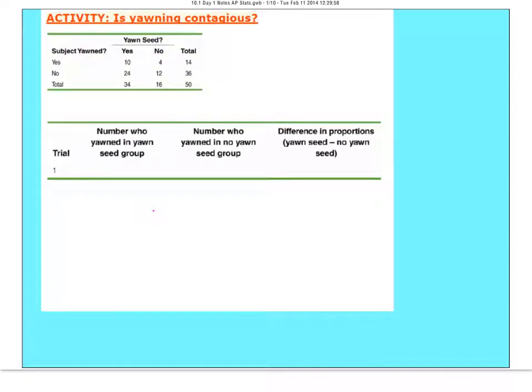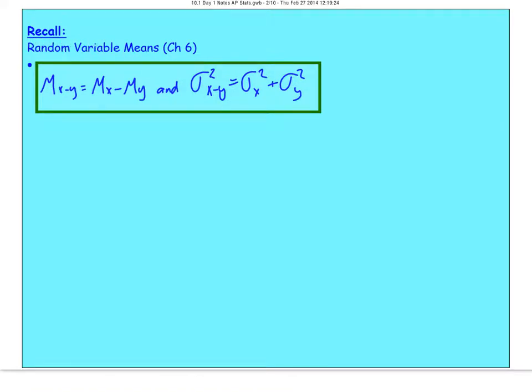At the onset of this section, you had just done the applet on is yawning contagious. So let's move on to review some key concepts about proportions first. Recall in Chapter 6 that we wanted to talk about what happens when you combine two random variables. How does their mean change and how does their standard deviation or variance change?